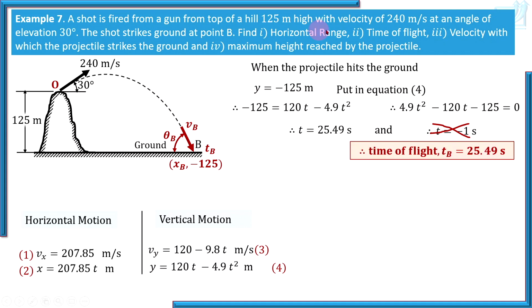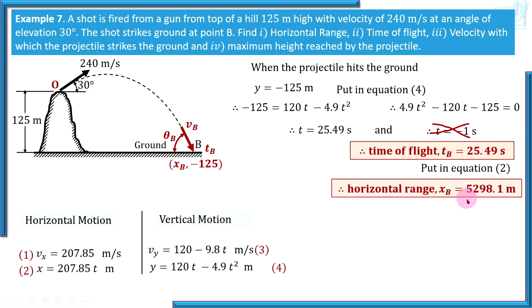Okay. You also want to know horizontal range. Horizontal range is nothing but x coordinate of point B. So to find x coordinate of point B, you should know time at point B. Do you know time at point B? Yes, now we have found out. So put this in equation 2. So you have found out xb. That is nothing but horizontal range. So we have found out horizontal range, we have found out time of flight.